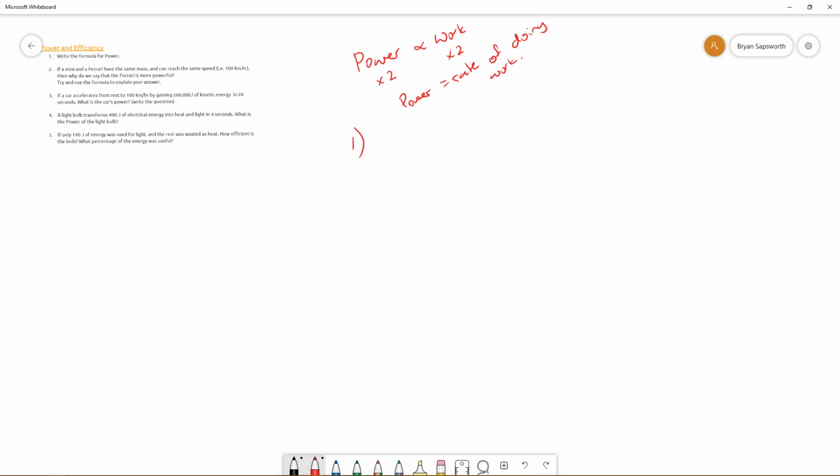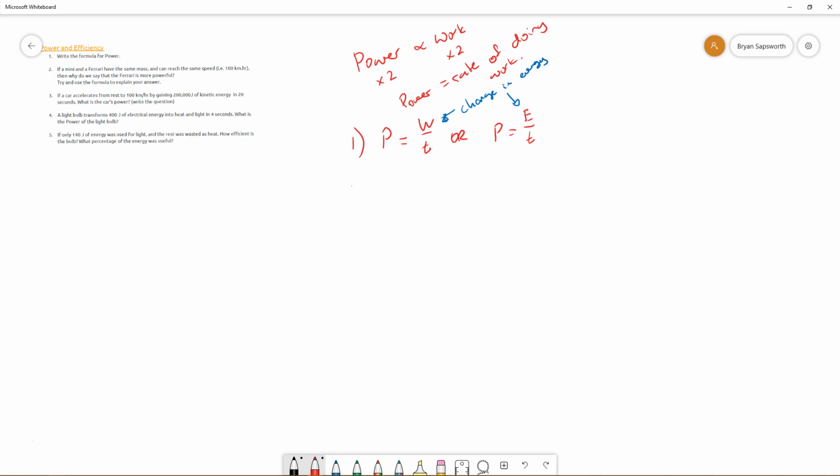The formula for it is P equals work over time, or it could be P equals energy over time. Remember, work is the change in energy. And if you use the E, it must also be a change in energy as well.